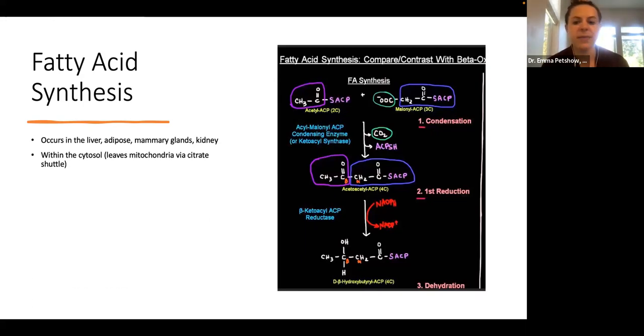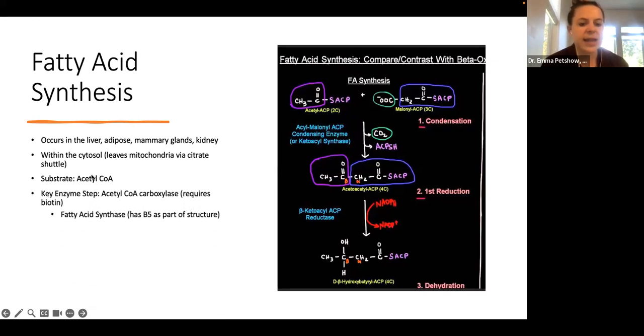It's going to actually leave the mitochondria via the citrate shuttle, again, starting with acetyl and malonyl. So these are the two substrates we're talking about, but acetyl-CoA is going to be your main substrate to start with. Your key enzymatic step is acetyl-CoA carboxylase, which needs biotin as a cofactor to move forward. Fatty acid synthetase is also another enzyme. I wouldn't quite call it rate controlling, but it does have pantothenic acid, B5, as part of its structure.